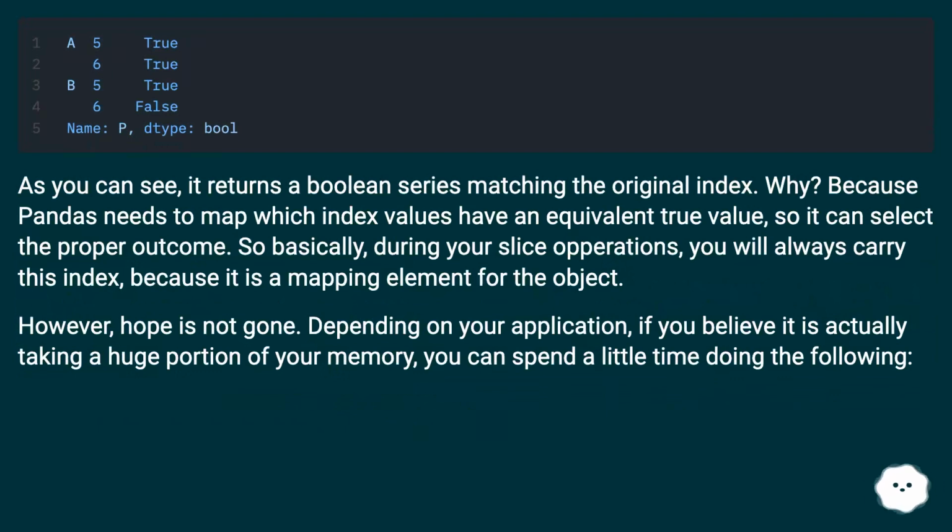As you can see, it returns a Boolean series matching the original index. Why? Because pandas needs to map which index values have an equivalent True value, so it can select the proper outcome. So basically, during your slice operations, you will always carry this index, because it is a mapping element for the object. However, hope is not gone.